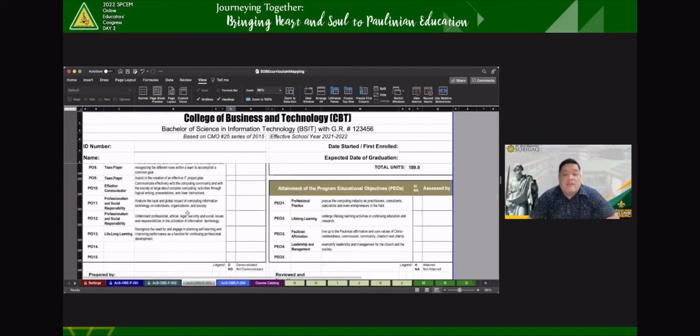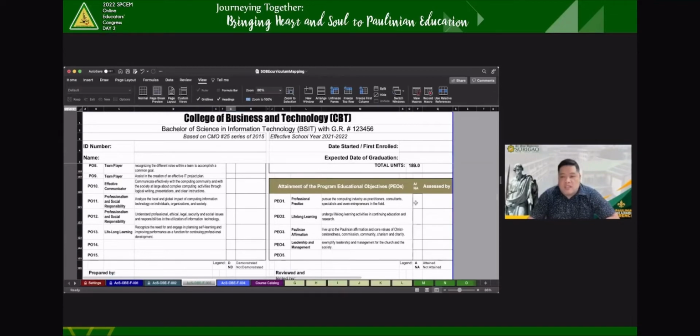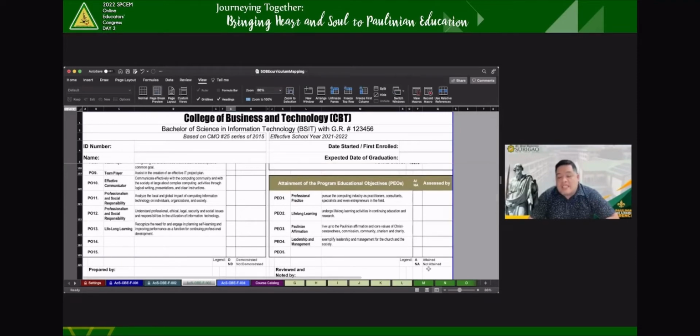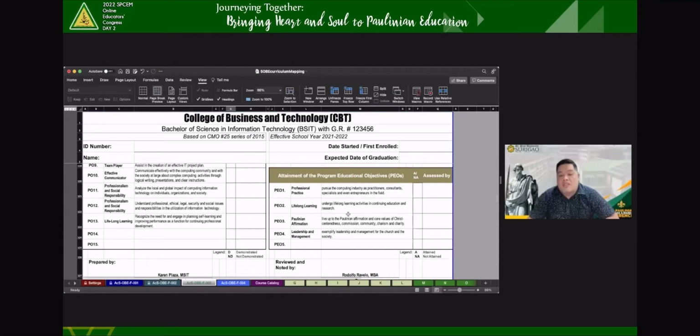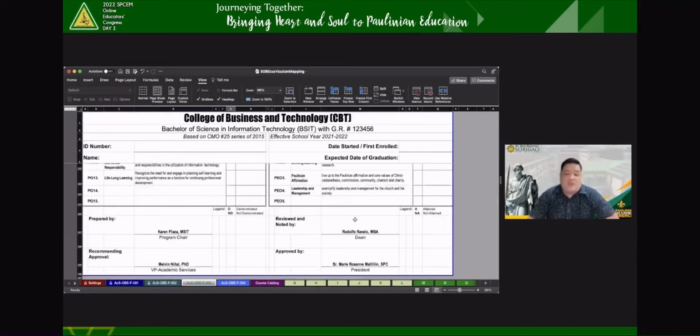For the PEOs here in this corner, the assessment will be whether it is attained or not attained. But this is not for the graduation. Only the POs are part of the criteria in qualifying the student for graduation. For the PEOs, we can endorse this to our alumni relations office because they will be the ones to monitor if indeed the PEOs are actually achieved by our graduates a few years after graduation. So that's the fourth sheet.